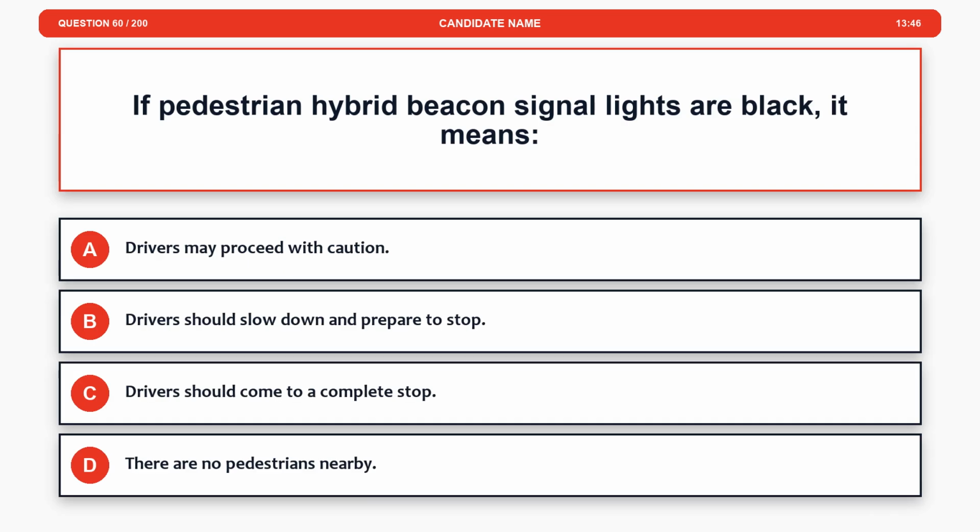Question 60. If pedestrian hybrid beacon signal lights are black, it means Option A, drivers may proceed with caution. Option B, drivers should slow down and prepare to stop. Option C, drivers should come to a complete stop. Option D, there are no pedestrians nearby.